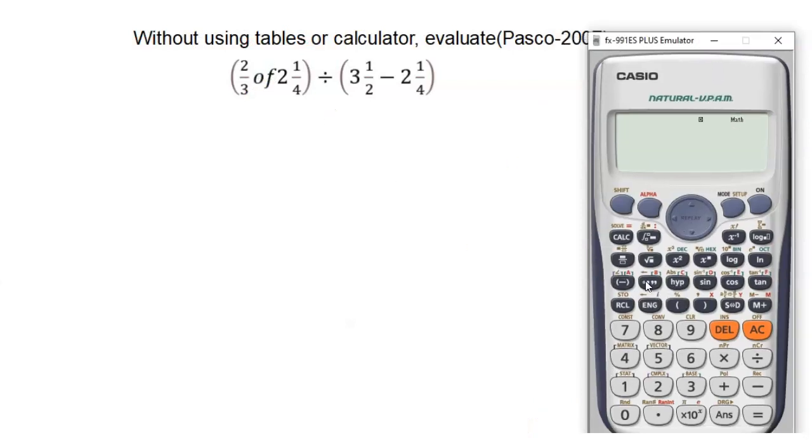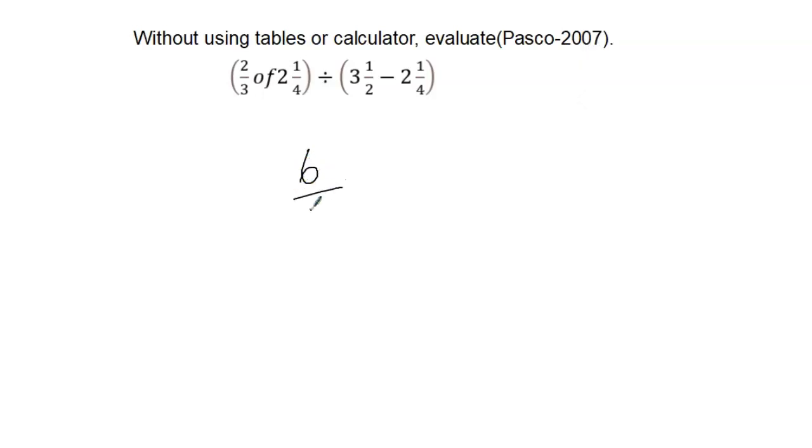Then we know that the of is multiplication. So we bring our parentheses, our fraction. We got 3, 2 on 3 times. This is a mixed fraction, so shift, pick it, got 2, then on that, close bracket, divide, bring that, shift, pick the fraction to get your mixed fraction, 3 whole number, 1 on 2, minus, shift, pick, mixed, so 2 whole, 1 on 4, bring it up, enter, so that will give you 6 on 5.